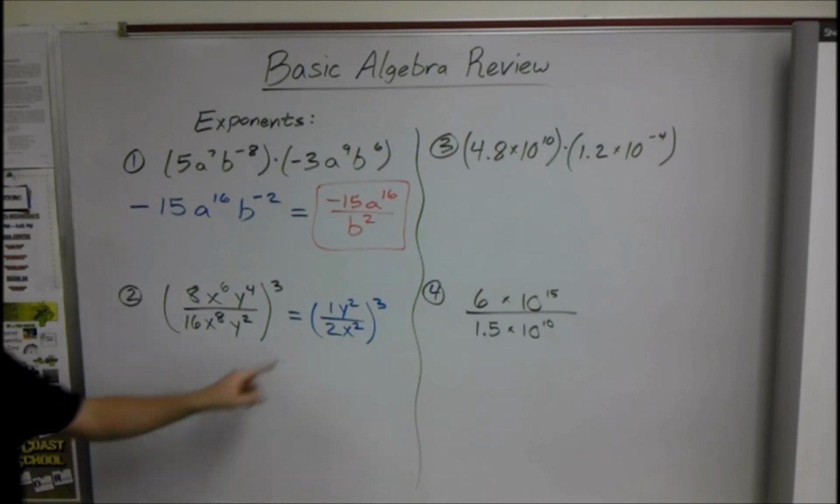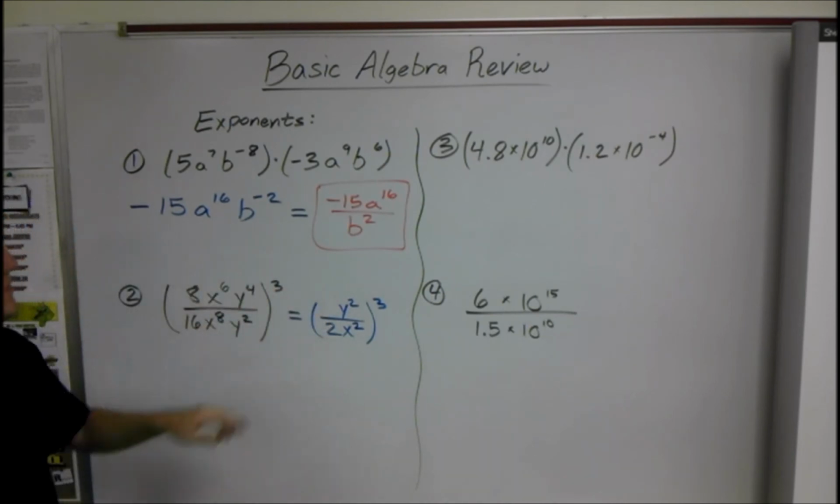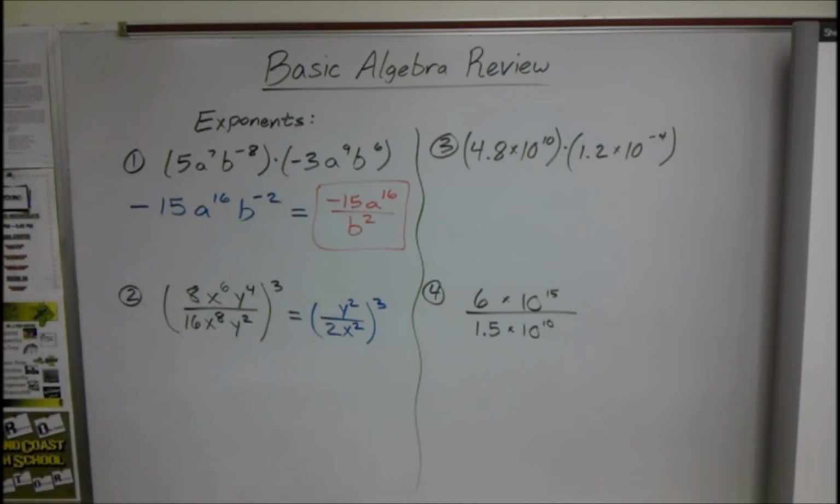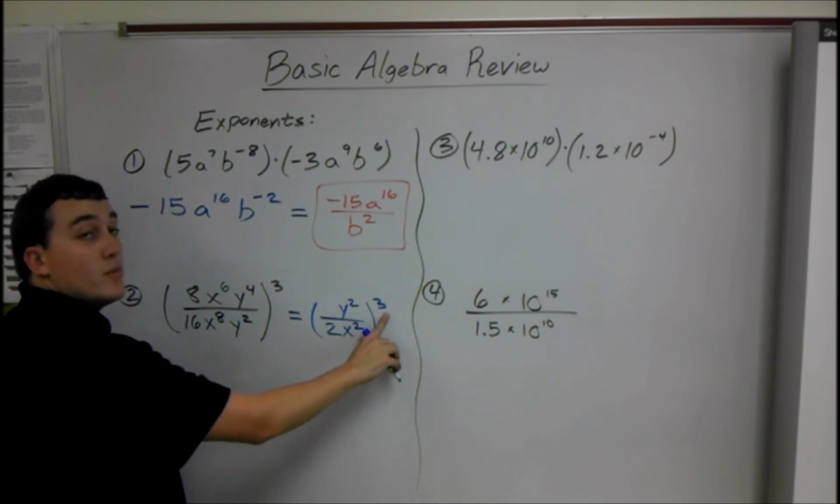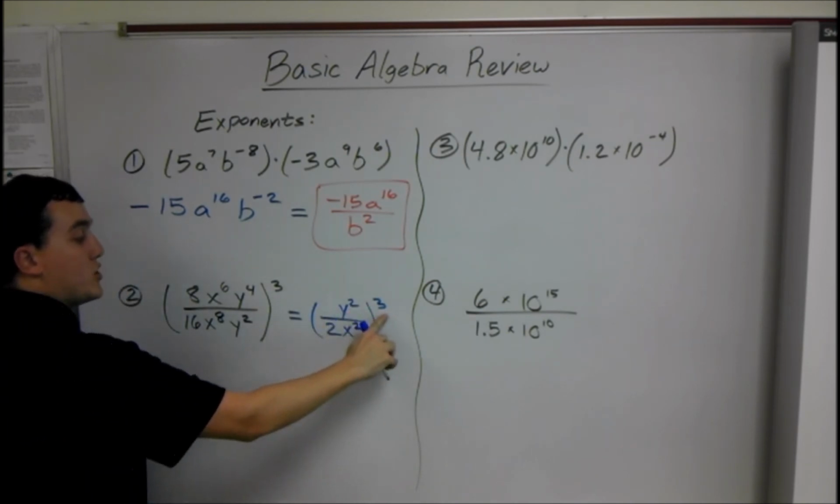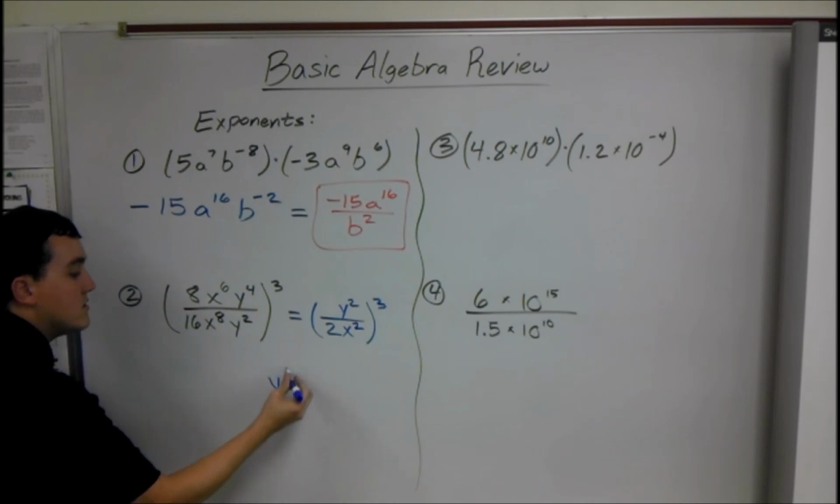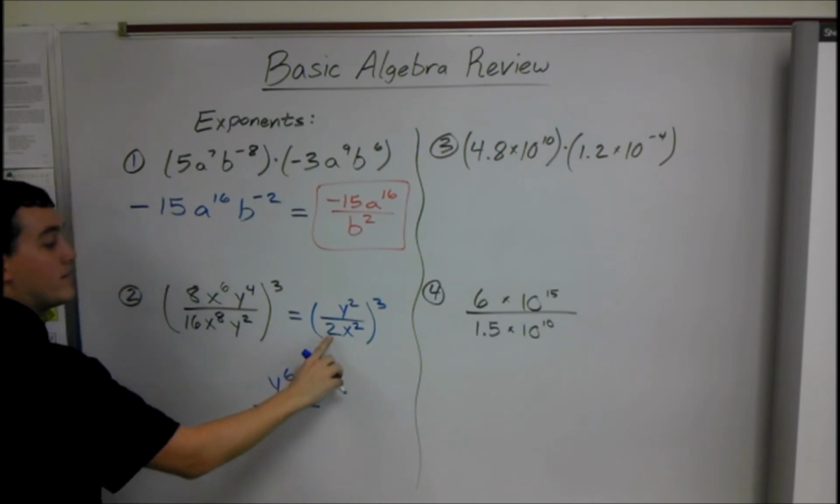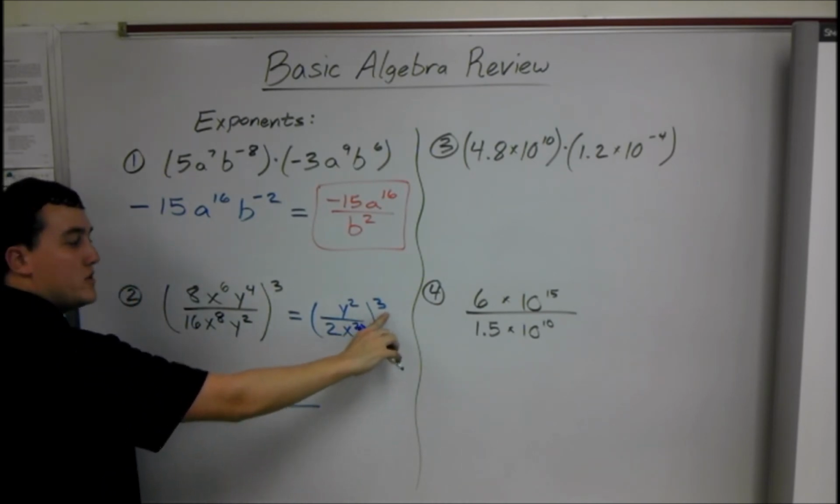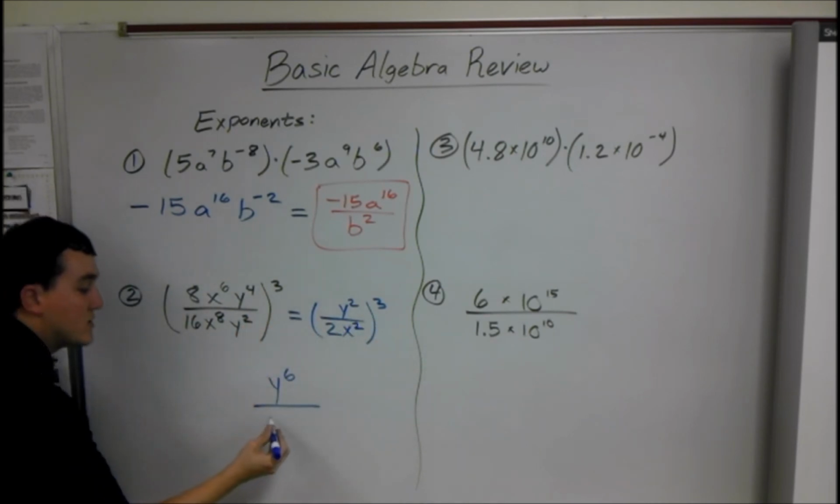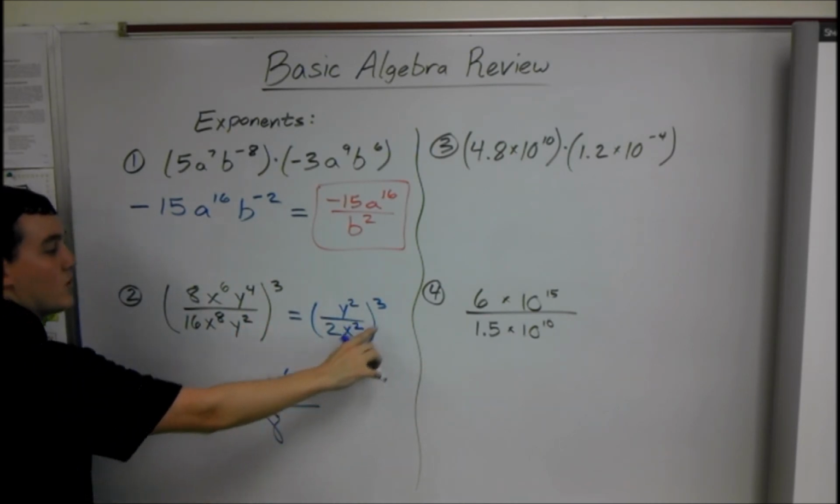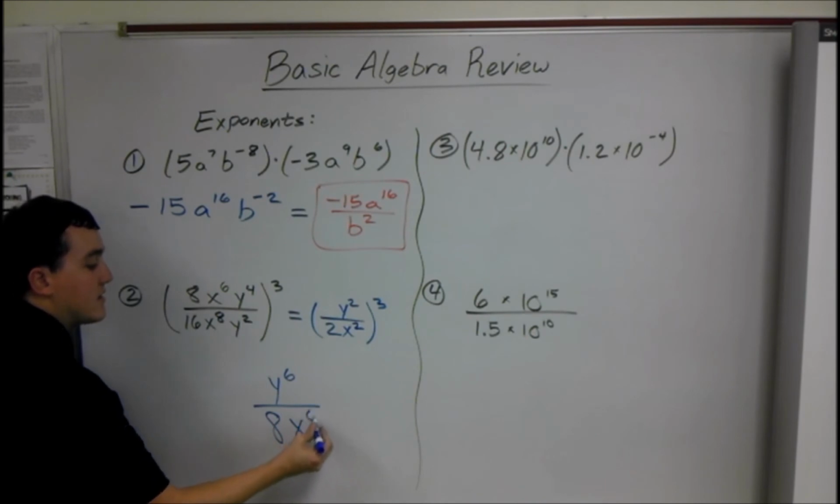So now we can cube it. We do not need this 1, it's unnecessary. When you have an exponent to an exponent, you multiply it. So we have y squared cubed is y to the 6th, over, we have a regular number cubed, 2 cubed, 2 times 2 times 2 is 8. X squared cubed is x to the 6th.